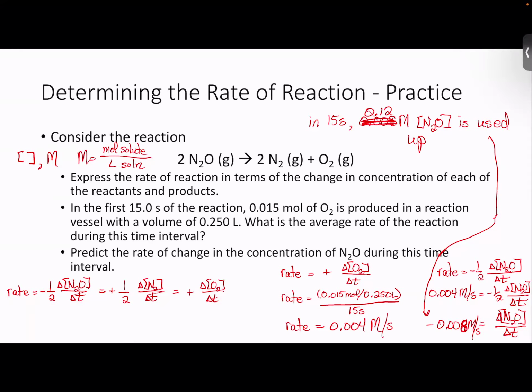Where that number came from is I plugged in that 15 seconds into the delta T, and I multiplied both sides through by it, and that's where the 0.12 came from. Questions? And then to get the 0.008, you just do the inverse of -1/2, which is 2/1 to move it over. I multiplied through by -2.